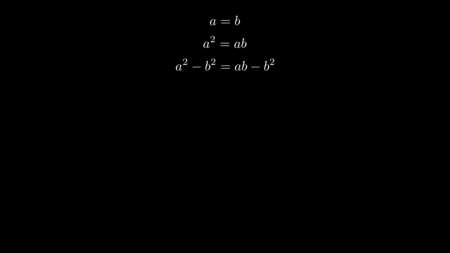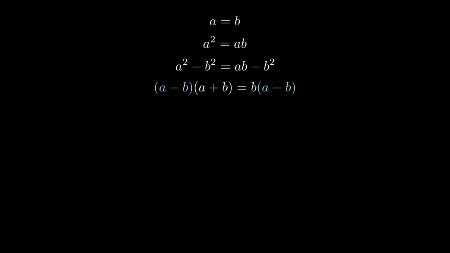Now let's prove that 2 equals 1. We start with a simple assumption: a equals b. If we multiply both sides by a and then subtract b squared from the result, we create an equation ready for factoring. On the left, we have a difference of squares. On the right, a common factor.